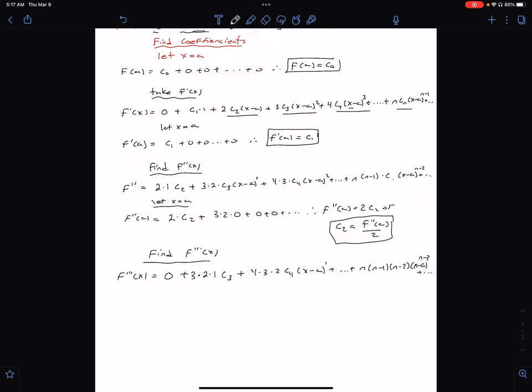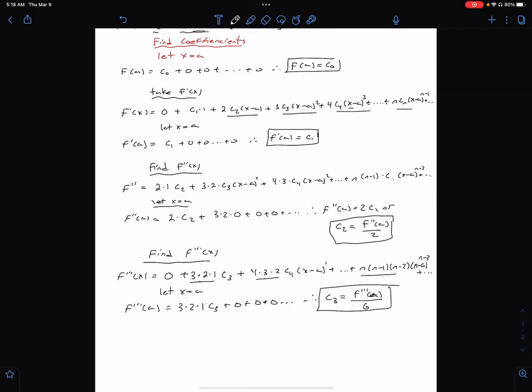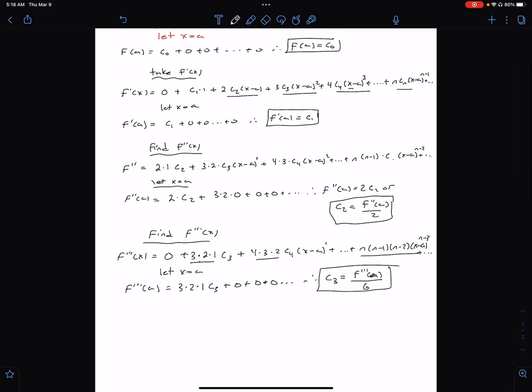And like we did before, just let x equal a. And we can get our value of our third derivative at a is 3 times 2 times 1, C3. And again, all the other terms just become 0. So therefore, we can say C3 is just going to be the third derivative at a over 6. And it's at this point we should kind of recognize a pattern. If you notice, we keep getting these little factorials right over here. We're just going to get a bunch of these little factorials. So that's going to come up with our generic term right here.